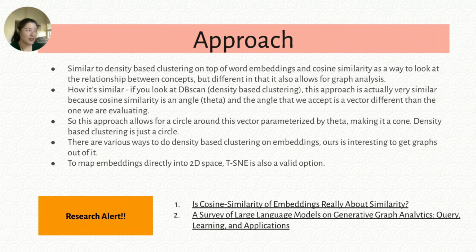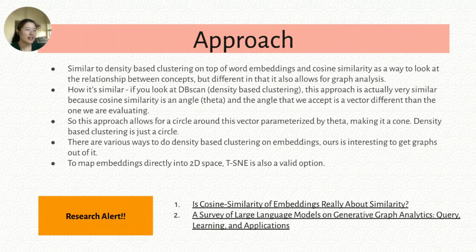If you look at, for example, DBSCAN, which is a type of density-based clustering mechanism, this approach is really similar, because where DBSCAN is a circle, ours is an angle that basically is a cone. So it's very, very similar to DBSCAN. But again, the key difference is setting it up in a way that you can do the graph part on top of it, while also capturing the many meanings of each kanji, because there's not just one value. It's not a single token.